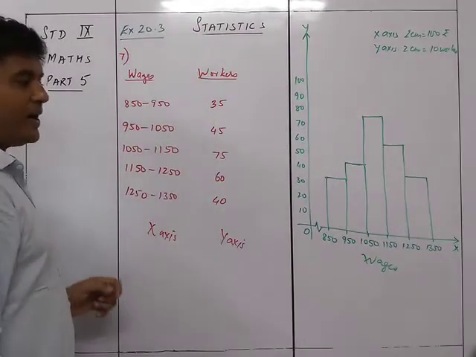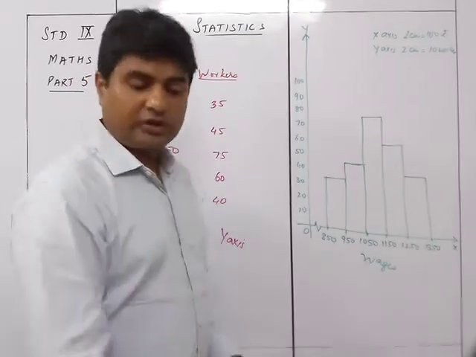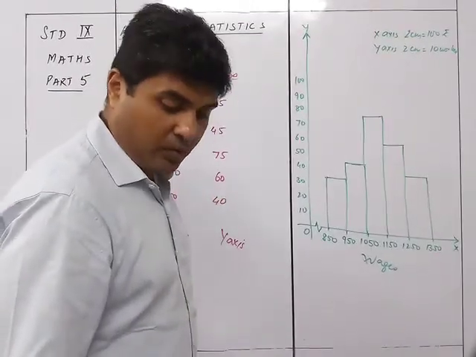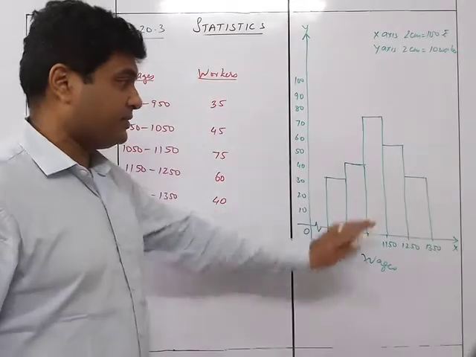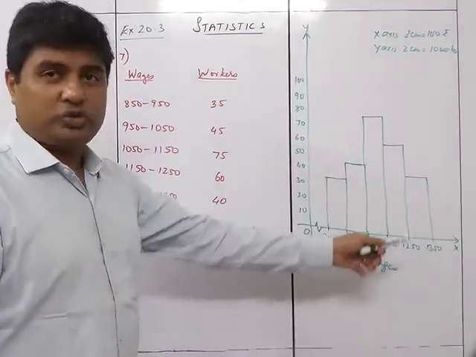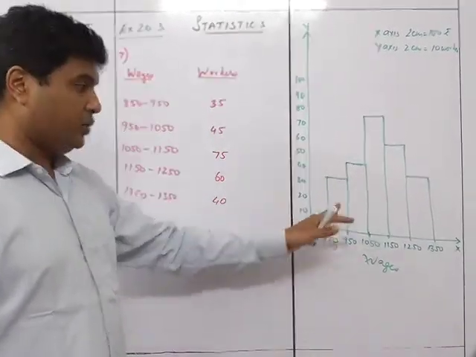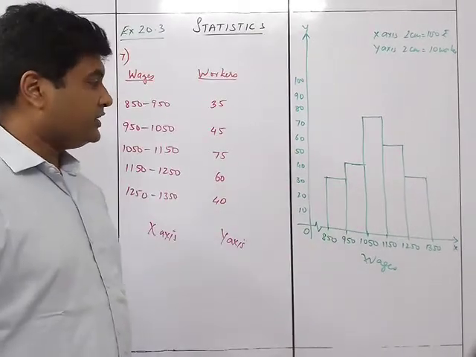So this is the required histogram. Now for a histogram, it is not required to shade them. There is no need to shade them because they are close together. So there is no need to shade them. So this is the required histogram.